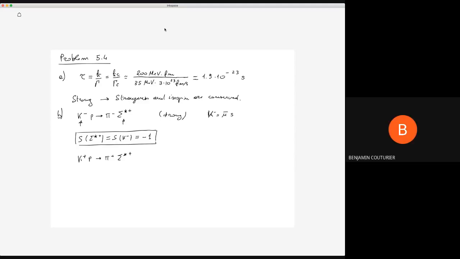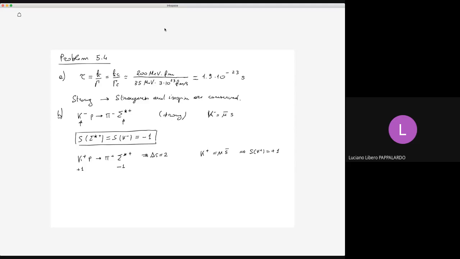The strangeness of the K plus is +1. Indeed, that's the answer. The K plus is now a u s-bar system, so its strangeness is +1 because we have an anti-strange quark. So in this reaction we have a +1 strangeness here and a -1 here, as we derived before. This reaction would require a delta S of 2, which is clearly not possible for a strong process. And this is indeed the reason why this reaction is not observed in nature. Strangeness would not be conserved.